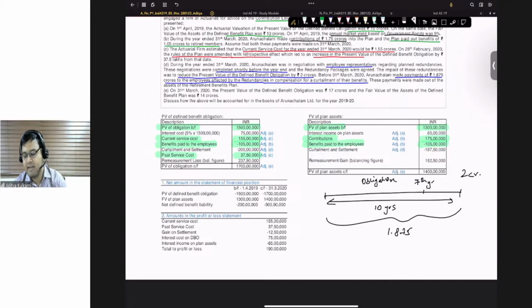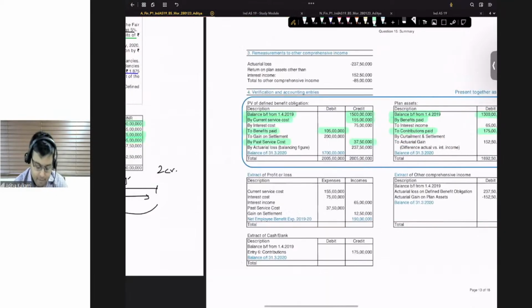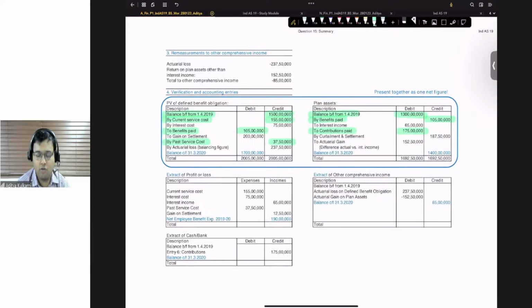The obligation's present value was to be reduced by 2 crores by making a payment of 1.875 crores. So how do I give the effect of this? First thing, I am making a payment of 1.875 crores. So payment has to be made. Where will that payment go from? Sir, that payment will go out of the plan assets. So 1.875 crore curtailment and settlement. Why curtailment? I have curtailed their benefits. I have thrown them out of the organization. Because I have thrown them out of the organization, I have to curtail their benefits, reduce their benefits, pay off that. And because I have reduced their benefits, I have to settle the obligation right now.